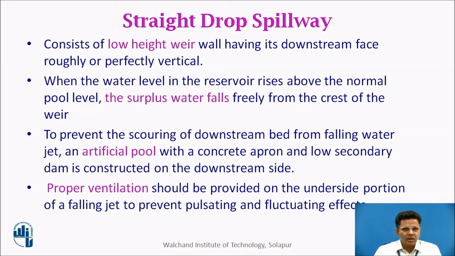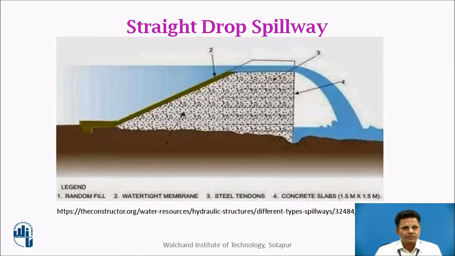To prevent scouring of the downstream bed from the falling water jet, an artificial pool with a concrete apron and a low secondary dam is constructed on the downstream side. Proper ventilation should be provided on the underside portion of the falling jet to prevent pulsating and fluctuating effects. So, what we discussed? This is a straight drop spillway. This particular face is vertical. Water passes over this spillway, falls away in the cistern, and this portion needs to be ventilated as we discussed.